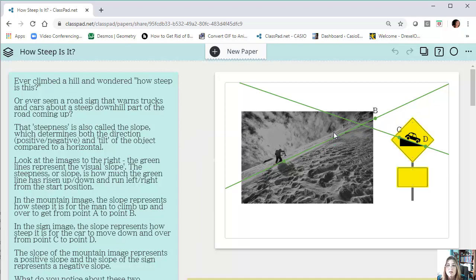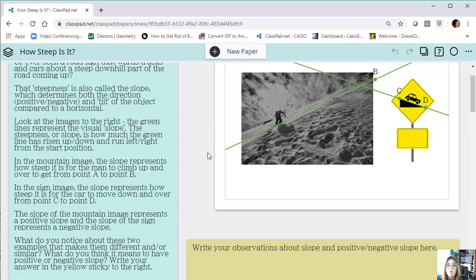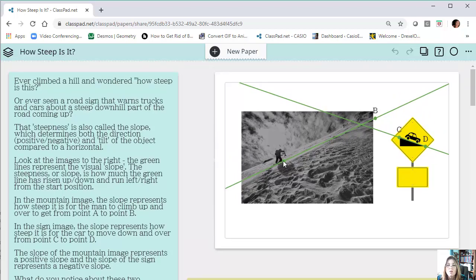And so I've added in these lines here to talk about slope as how steep it is. How steep is it to get this guy from point A to B? How high up does he have to rise, and how far over does he have to walk to get from point A to point B? And the same thing here with this car. What's the slope if I'm the car and I'm starting at point C and I have to go down, so rising down, I guess, and over to get to point D. So that's giving them a visual of what slope is.